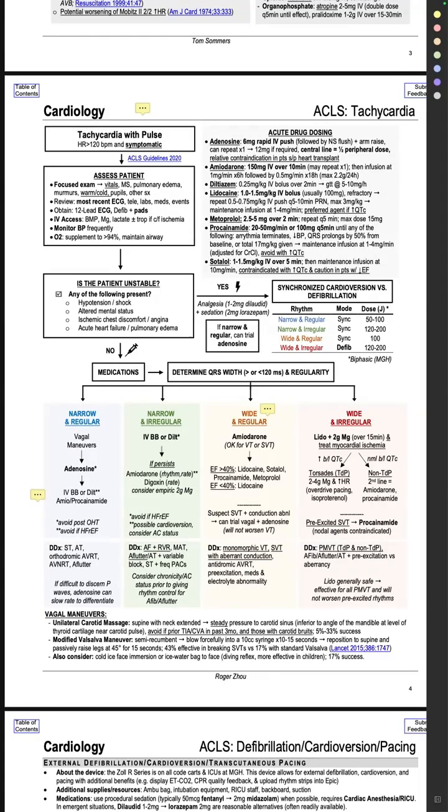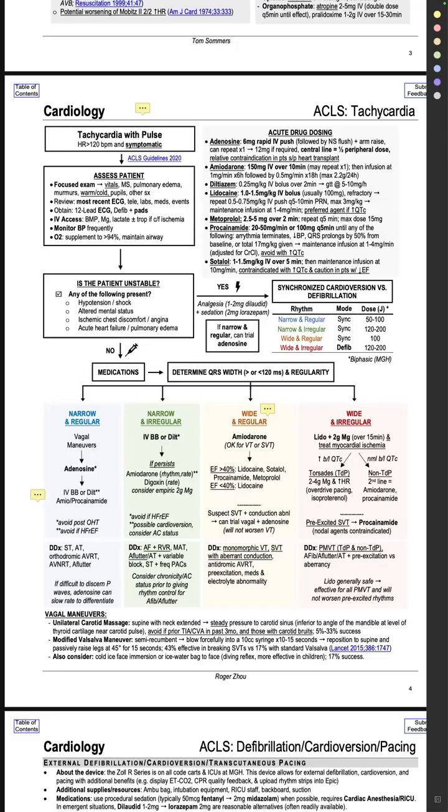Okay, so let's say the patient is not unstable. In this case, you want to try medications first. The first thing you do for narrow and regular, if they're stable, is vagal maneuvers. The most effective one is having them blow into a 10 cc syringe, and this is 43% effective in breaking SVT. The other ones you could do are dunking them into a bucket of ice or doing a carotid massage. These are less effective, but you can use them if the syringe thing doesn't work.